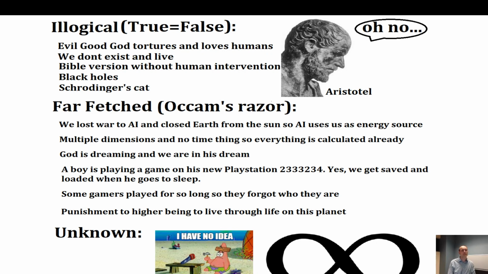And another version would be punishment for higher beings to live through life on this planet. So it's like a prison for somebody from another world. So those are far-fetched explanations. Again, there is a huge number of them, maybe not infinite, but a really big number. And then there are unknown explanations, things that we simply don't know about the outside world. This category is pretty much infinite, so there is no sense in even exploring it.